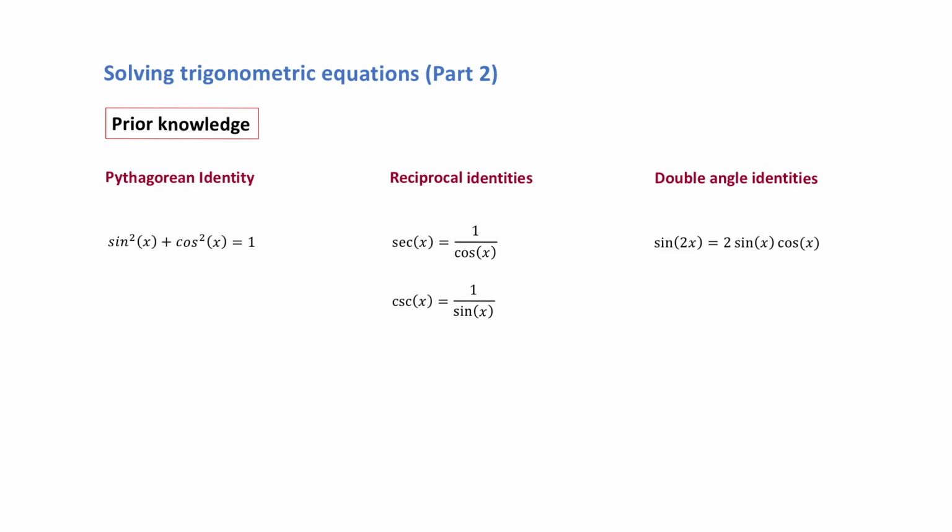Before we start, we're going to start with some prior knowledge. I'm going to assume that you feel very comfortable with this Pythagorean identity, these reciprocal identities, and these double angle identities. These are the identities that I plan to use in the two examples that I have chosen here in relation to solving equations.